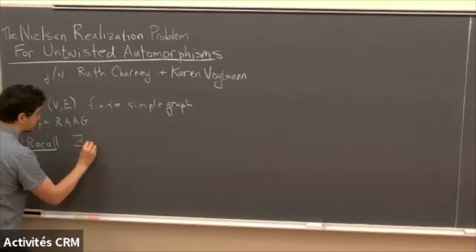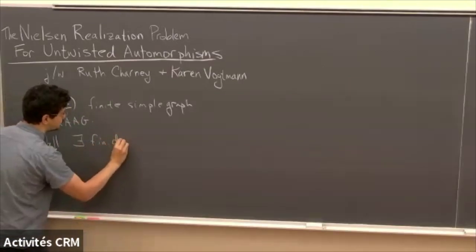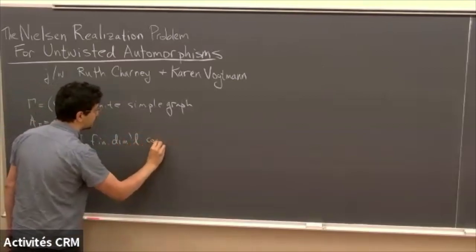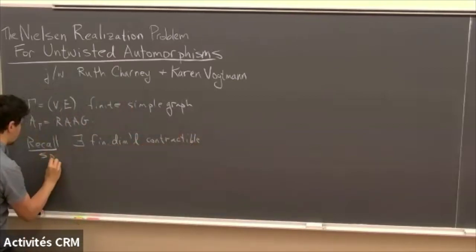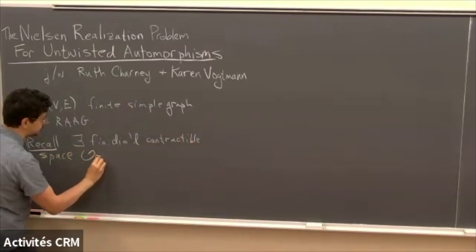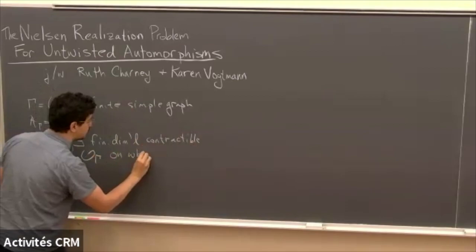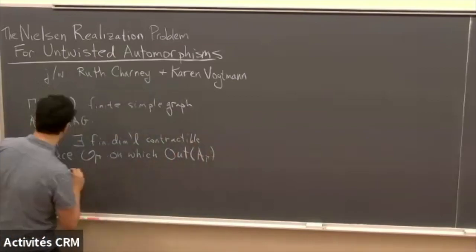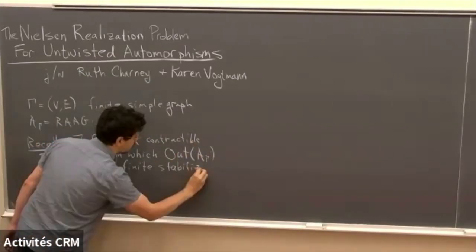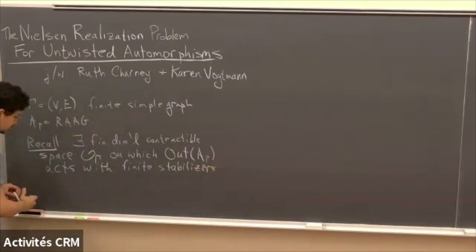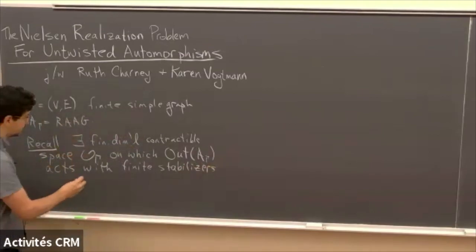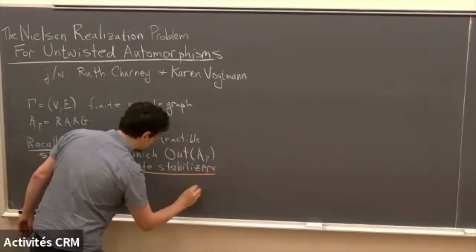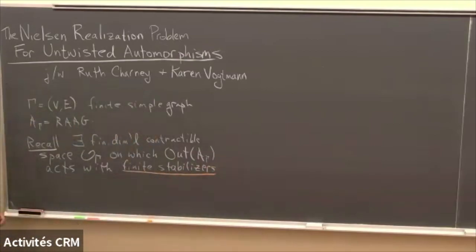So there exists a finite-dimensional contractible space O gamma on which the outer automorphism group Out(A gamma) acts with finite stabilizers. And what I want to dig into today is a little bit more about how this space is defined, and in particular, how to understand these finite stabilizers. So that'll be about finite subgroups of Out(A gamma).